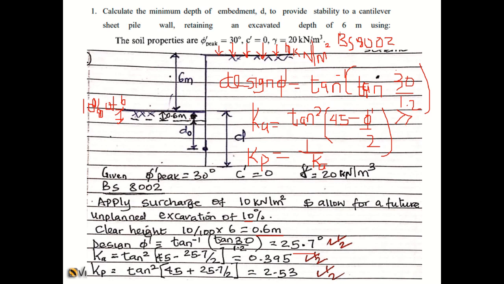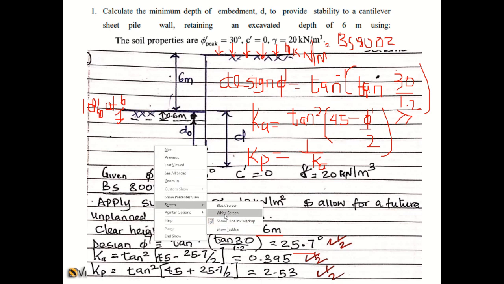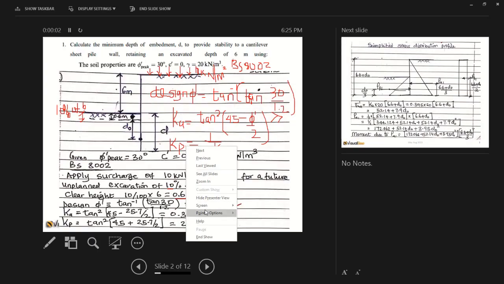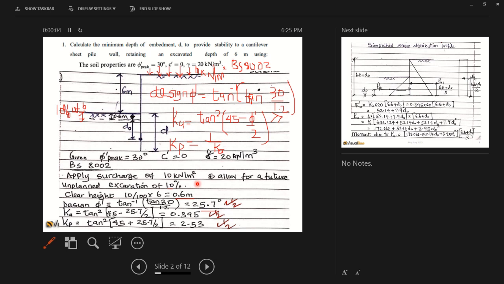There are two ways of doing this, the BS8002. The BS8002 procedure demands of us that we apply a surcharge of 10 kilonewton, as you can see, and provide 10% of the clear height for future excavation.